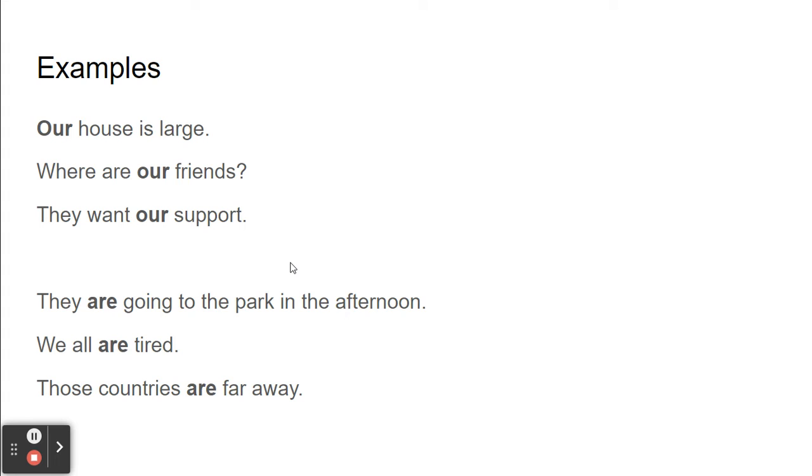Then we have they are going to the park in the afternoon. Here we're talking about a state of being, or sometimes we use things like I am going, she is going, they are going. And when we do that, we need the verb are, A-R-E. And then we are tired. We all are tired. Here we're talking about how we are. And that is the verb ARE.